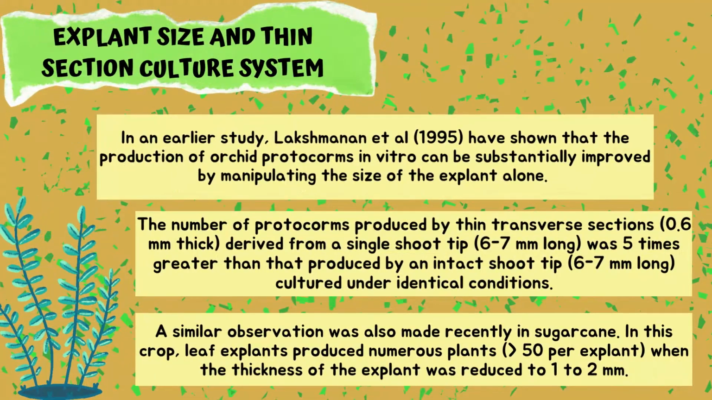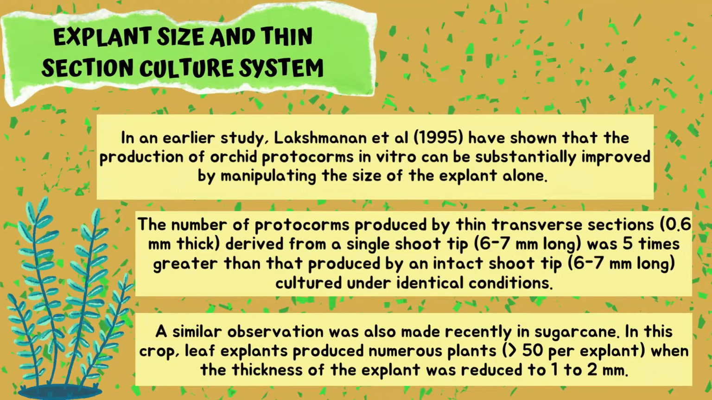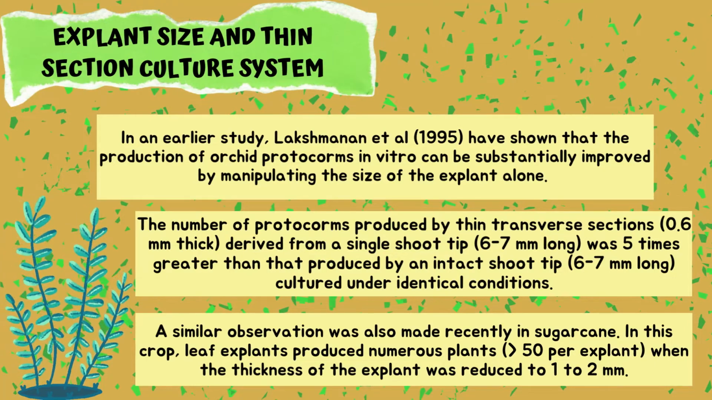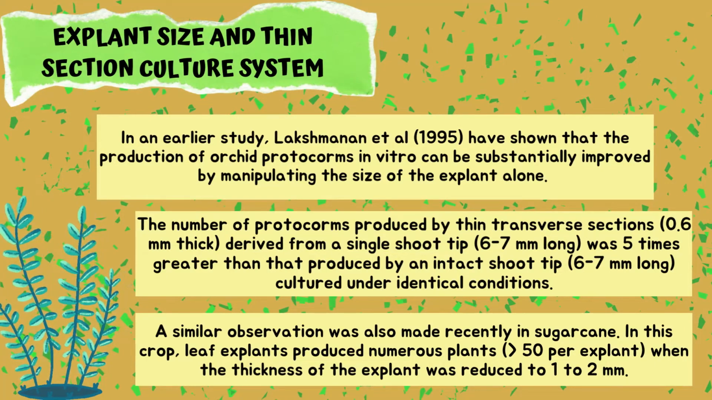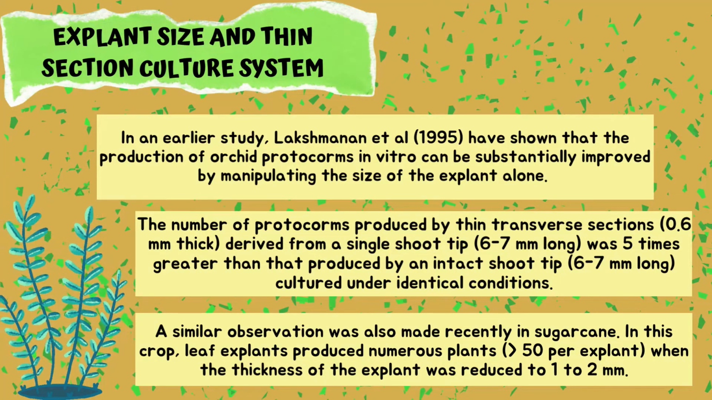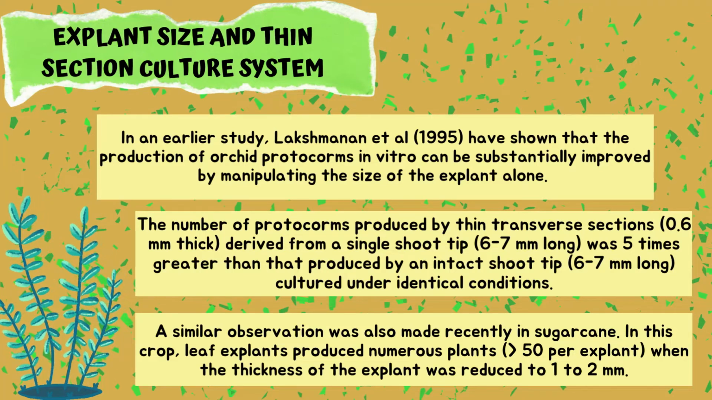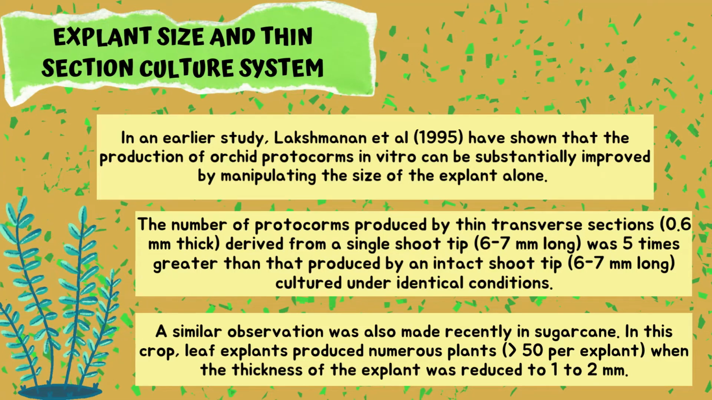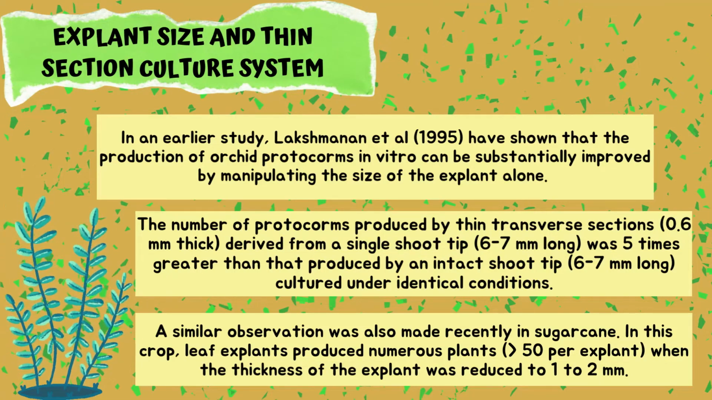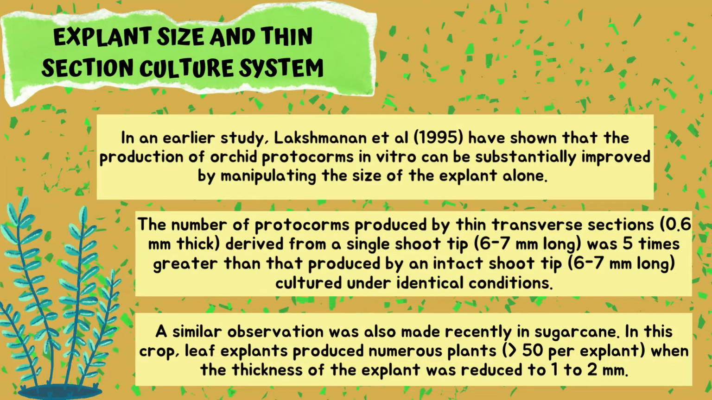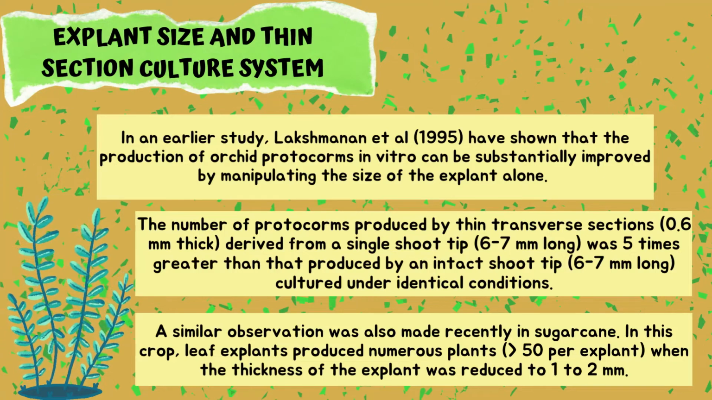Next is the explant size and thin section culture system. In an earlier study, Rosliman have shown that the production of orchid protocorms in vitro can be substantially improved by manipulating the size of the explant alone. For example, the number of protocorms produced by a thin transverse section, which is 0.6 mm thick, derived from a single shoot tip, which is 6 to 7 mm long, was 5 times greater than that produced by an intact shoot tip, which is 6 to 7 mm long, cultured under identical conditions.